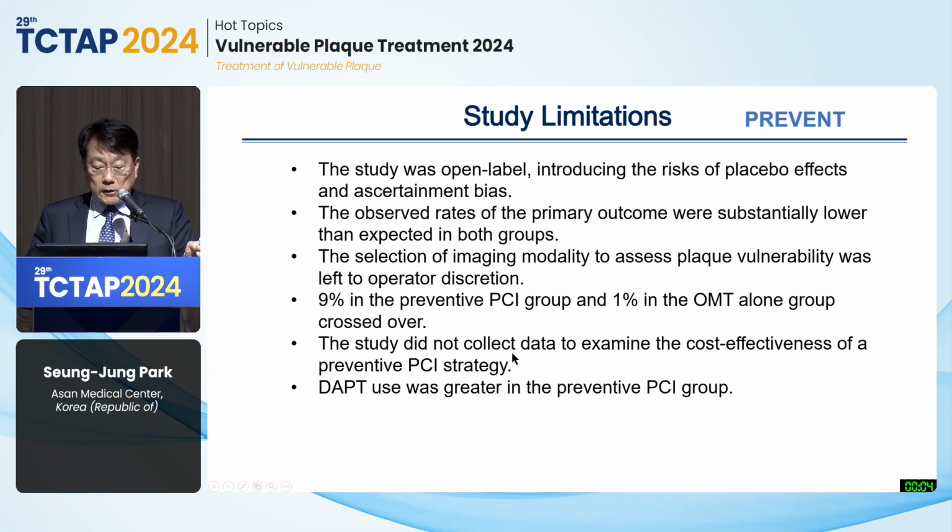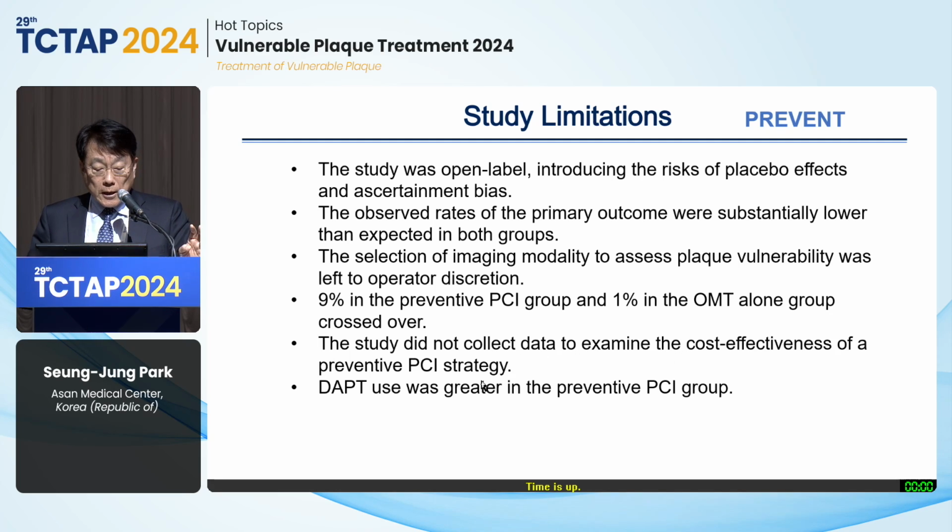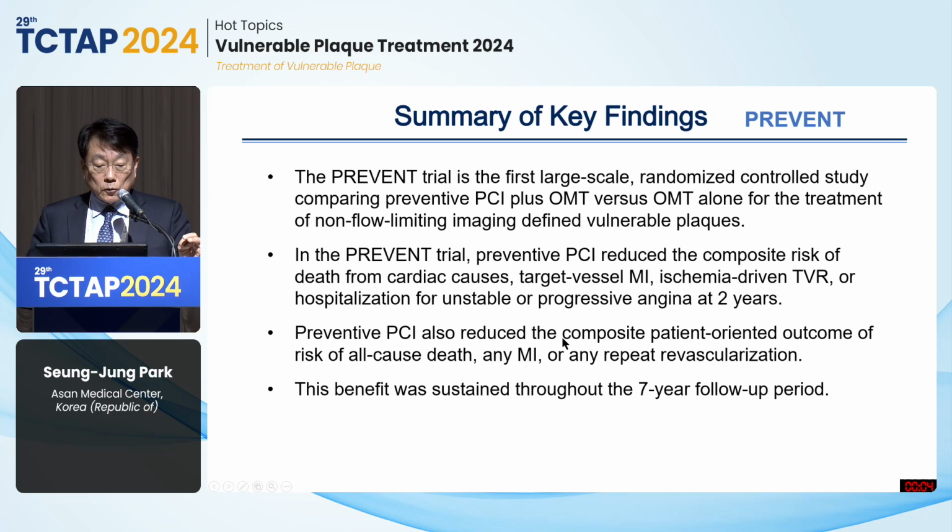Crossover, the study did not collect data to examine the cost effectiveness concern. That use a little bit greater in the preventive PCI group. So, in summary, the PREVENT trial is the first large-scale randomized controlled study comparing preventive PCI versus OMT alone for treatment of non-flow limiting, negative FFR, imaging-defined vulnerable plaque.